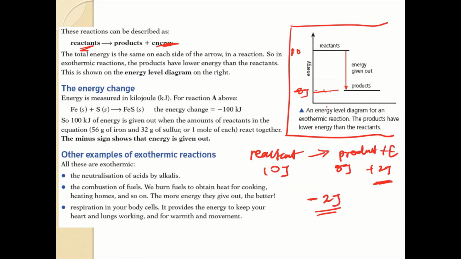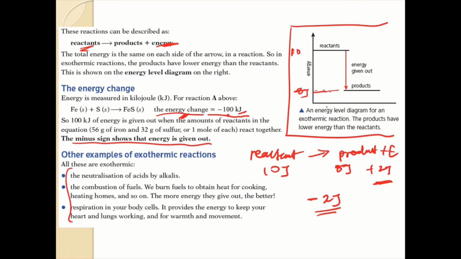So when you have this energy change called enthalpy, and you have a minus with a certain value, and of course the unit, this negative indicates exothermic. That means heat energy is released. So the minus sign shows that energy is given out. So you can look at examples of exothermic reaction.